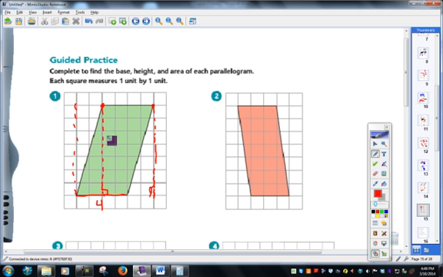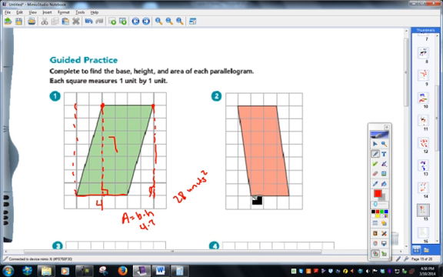So we count our boxes here: 1, 2, 3, 4, 5, 6, 7. So I know it's 7 units. I know that my area formula is base times height, so I know that it's 4 times 7, which is 28. Don't forget your units on there. Units squared.